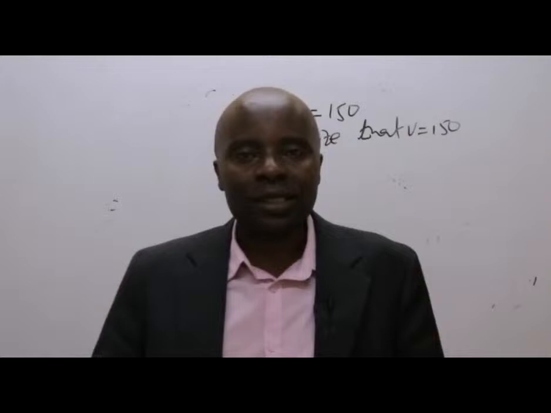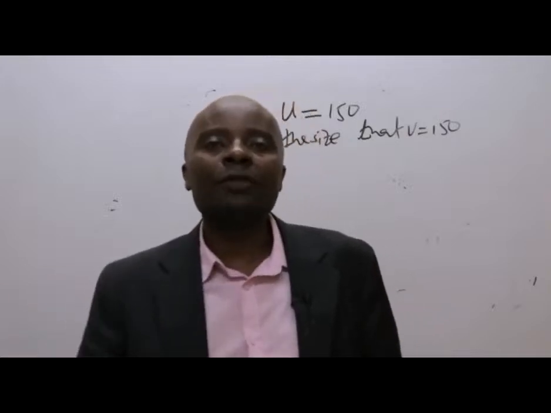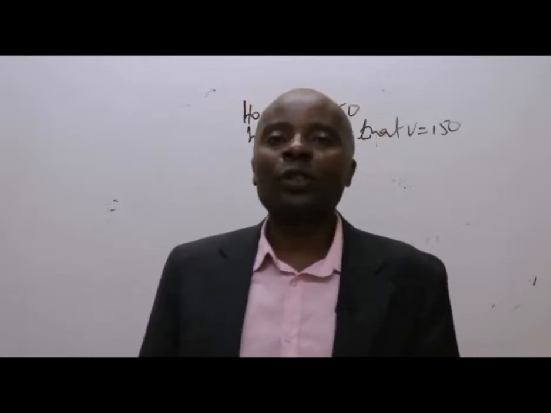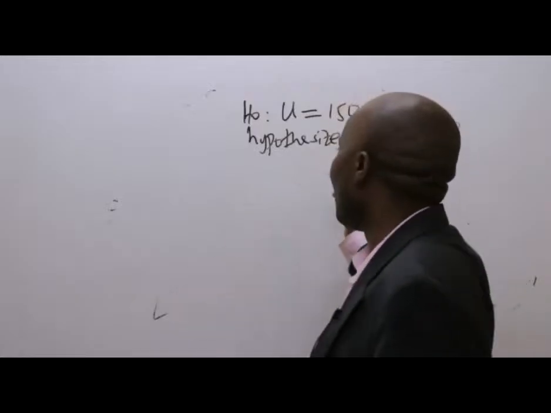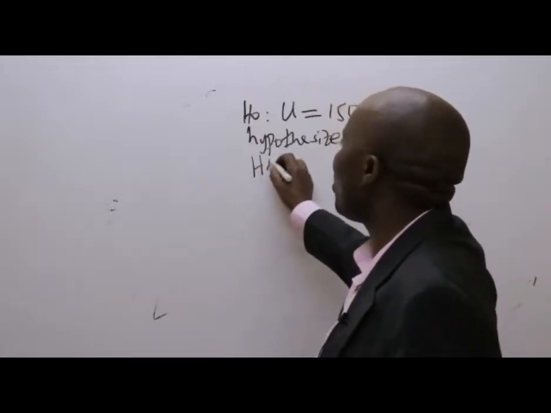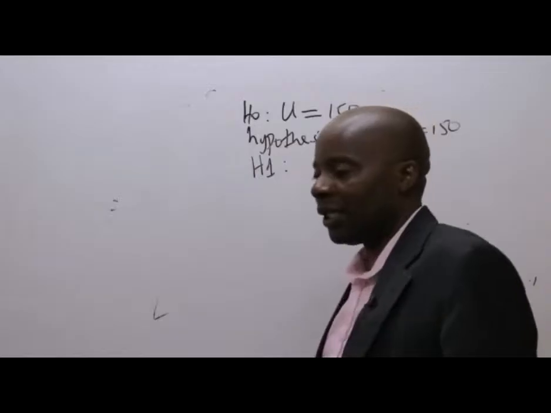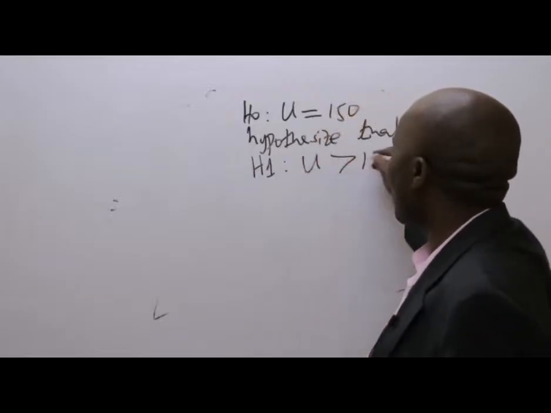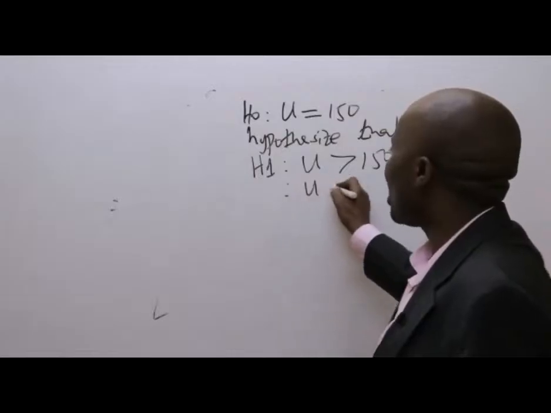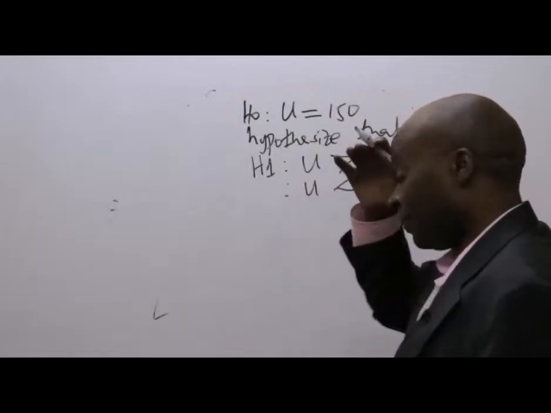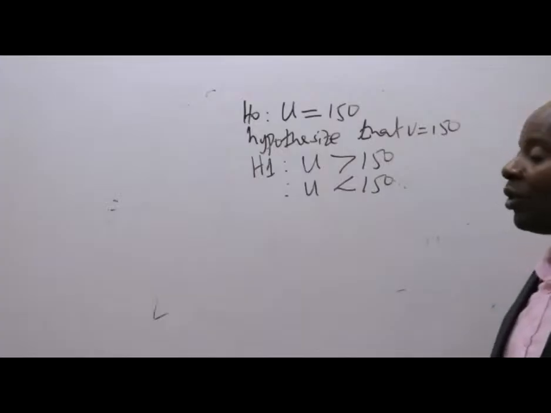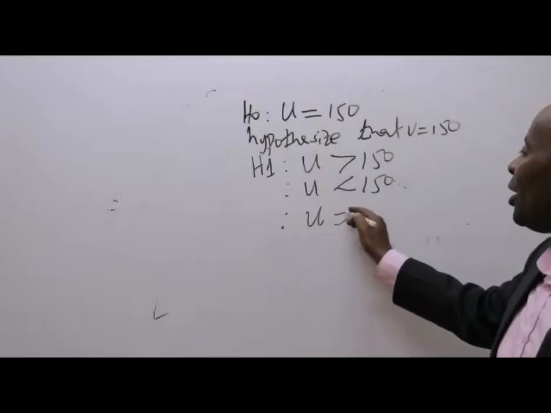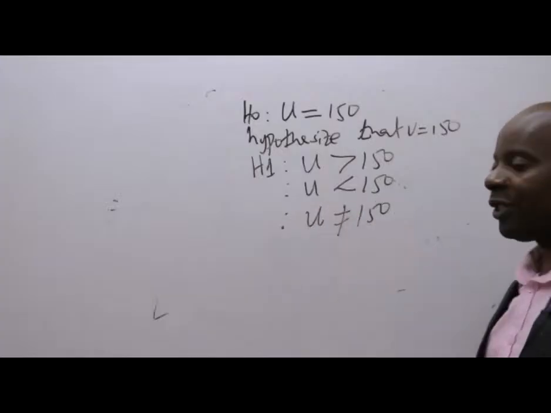And for us to test this, we need an alternative. So for the alternative, listen to me very well. For the alternative, which we'll be calling H1, there are three possibilities. It is either you tell us U is more than 150, or you tell us U is less than 150, or you tell us U is not equal to 150.